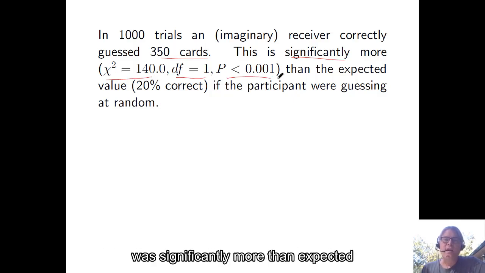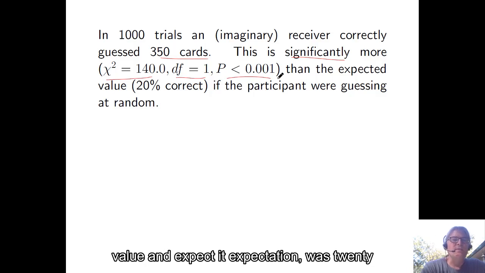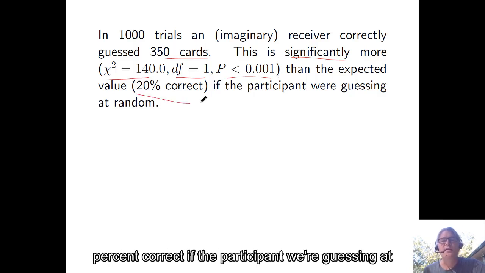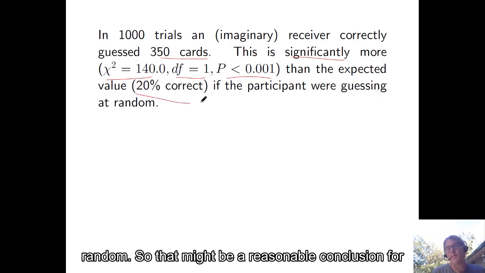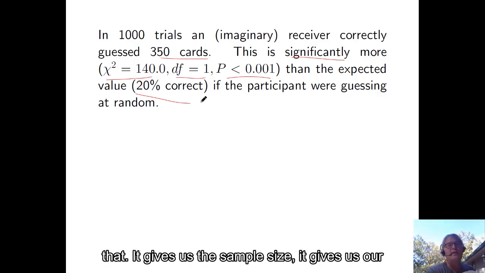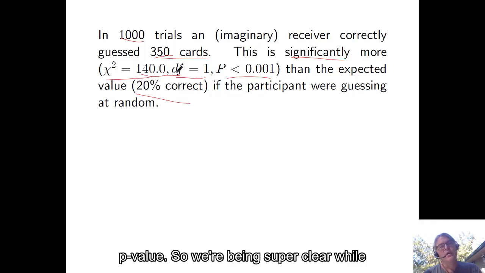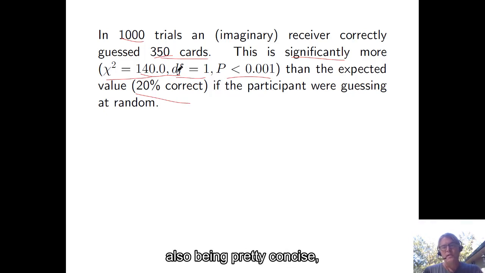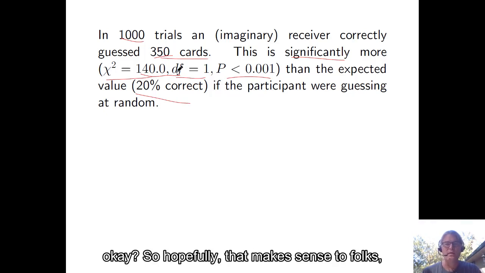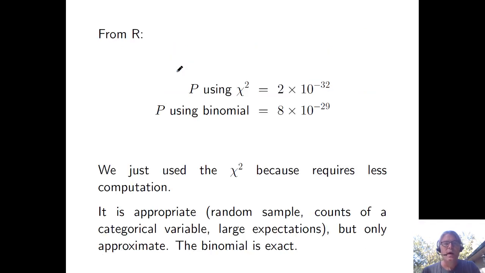All right, so that was significantly more than expected value, and expectation was 20% correct if the participant were guessing at random. So that might be a reasonable conclusion for that. It gives us the sample size, it gives us our summary statistics, our test statistics, and our p-value. So we're being super clear while also being pretty concise. Okay, so hopefully that makes sense to folks.